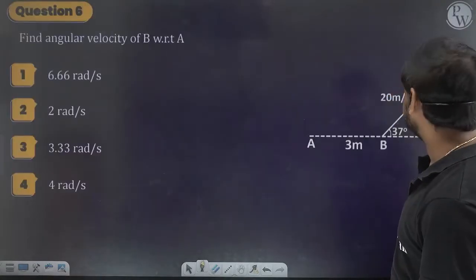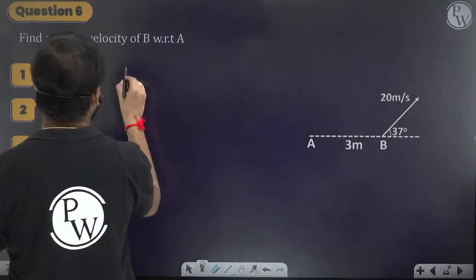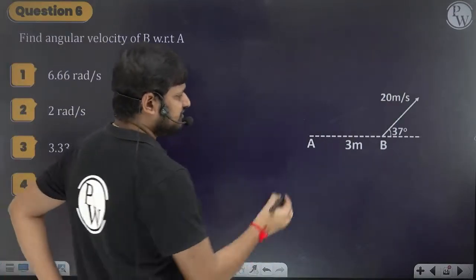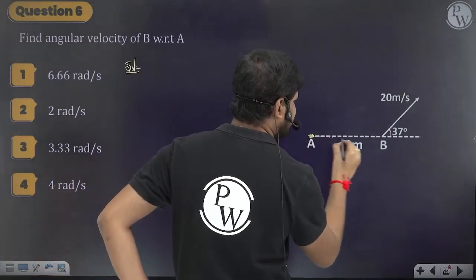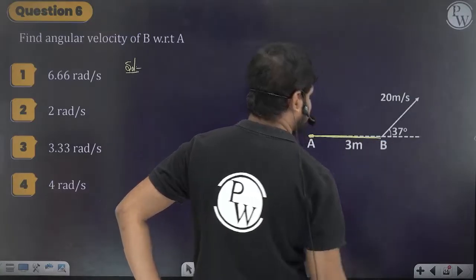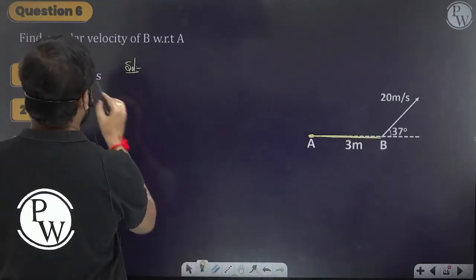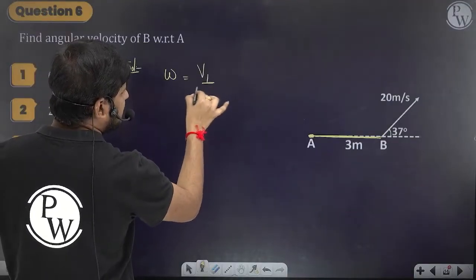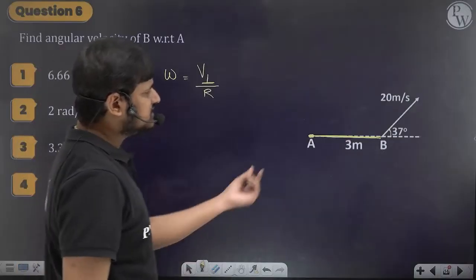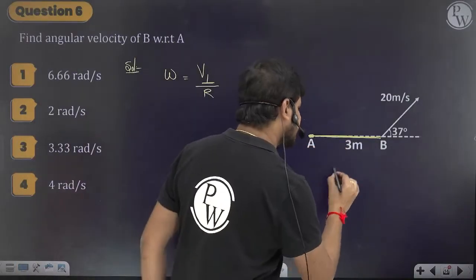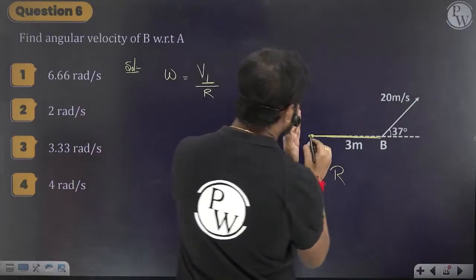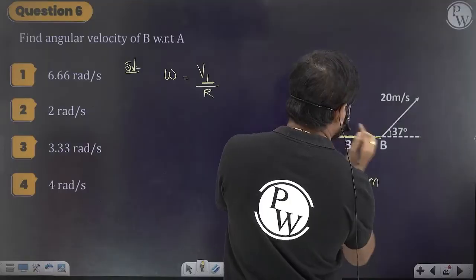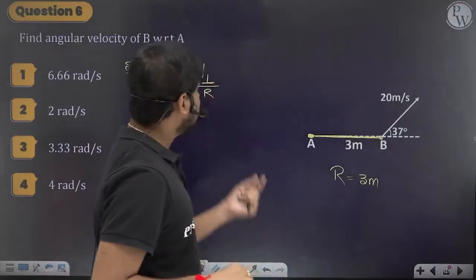So let's take one question so that you'll understand better. Find the angular velocity of B with respect to A. With respect to A means about this point. This will be the radius. Now if you have to find the angular velocity omega, what's the formula? V perpendicular by radius r. The radius r is equals to 3 meters, about the point A, as they said. So r is equals to 3 meters. But if it is the radius, we need the perpendicular velocity.